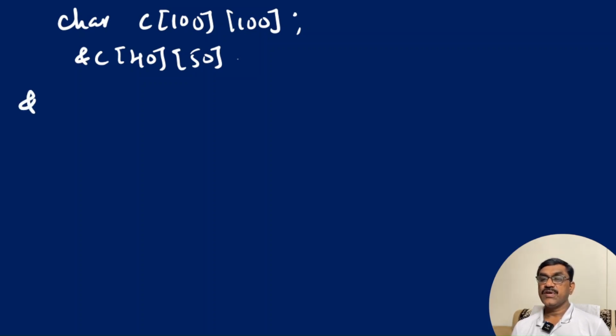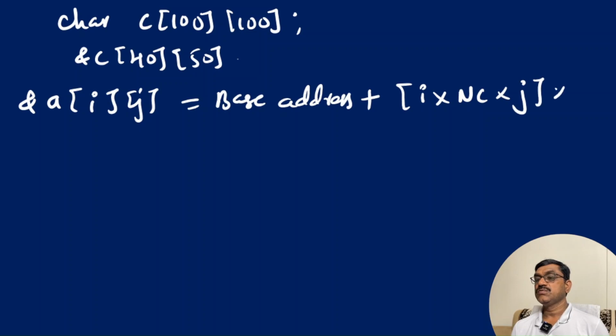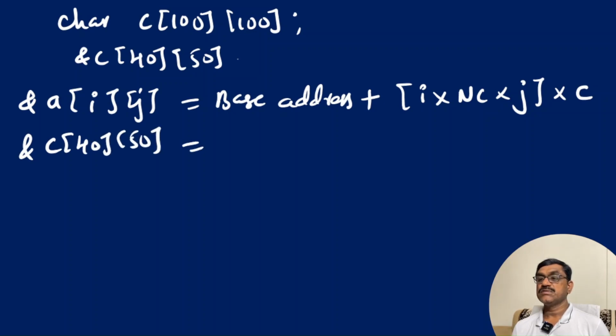To know the address of any element of a two-dimensional array like this, the address of A[i][j] will be given as the base address plus i into number of columns into j into the number of bytes an element is going to take. This is the equation. Now, by using this equation, we can find out the address of C[40][50], which will be given as the base address.